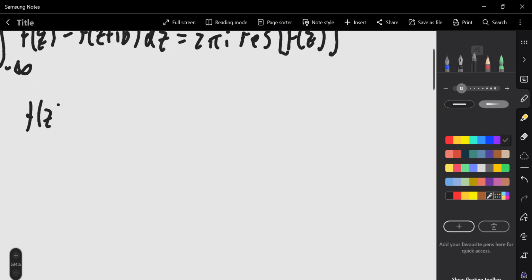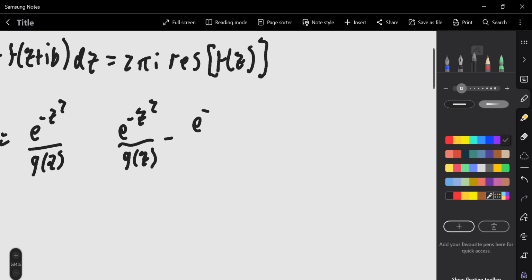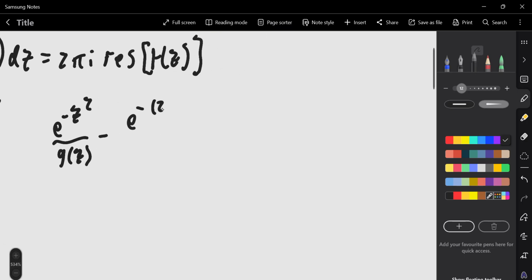And now let's start working on this. F of z equals e to the minus z squared over g of z, as we said already. And let's do e to the minus z squared over g of z minus e to the minus, well, what are we going to have? We're going to have z plus tau squared over g of z plus tau.